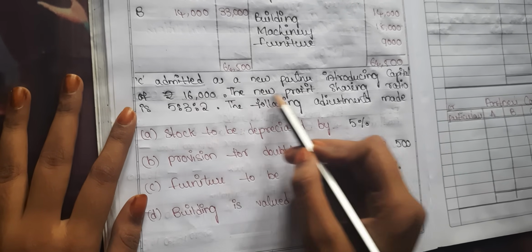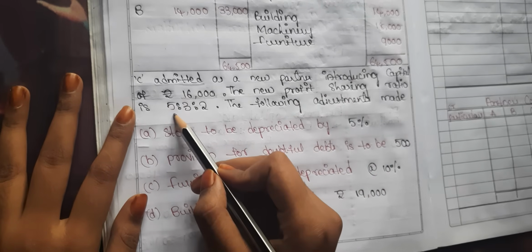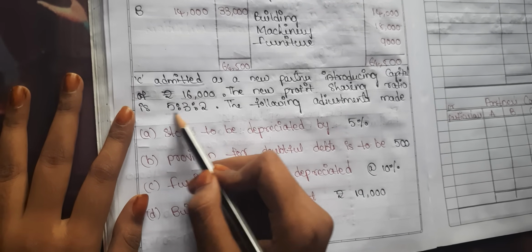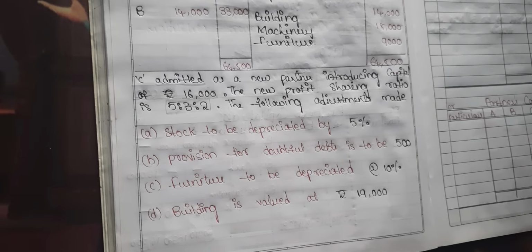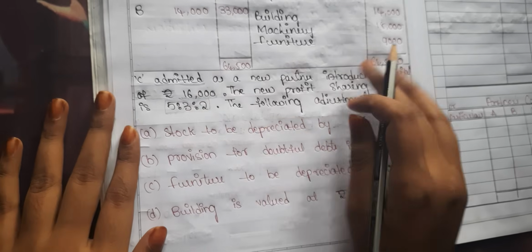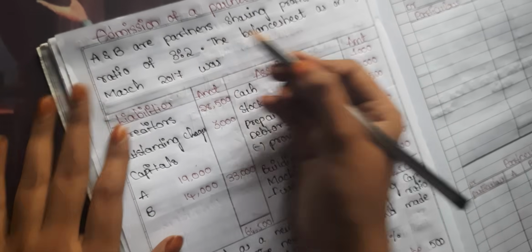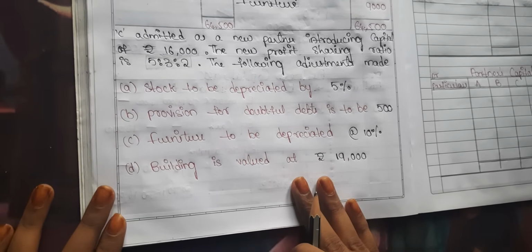This is also important. Then the new profit sharing ratio is 5:3:2. We don't care about it. Okay, we don't have any use of this new profit sharing ratio. We will only focus on the old one. Okay, so the following adjustments made. So these are the adjustments.